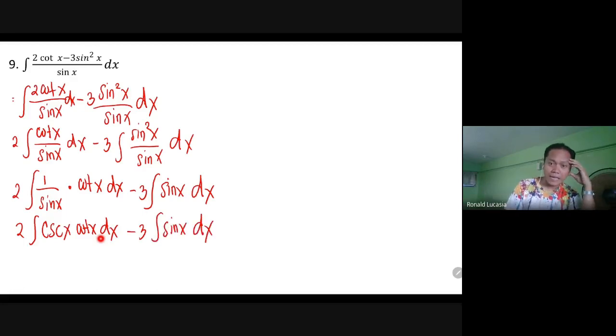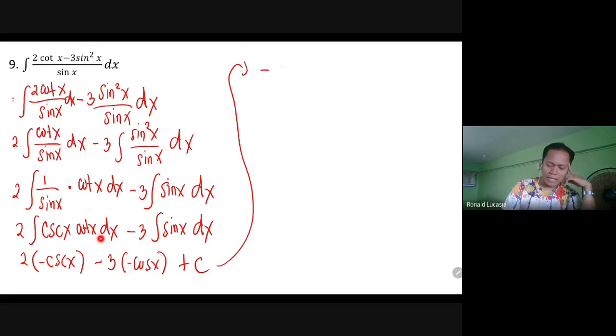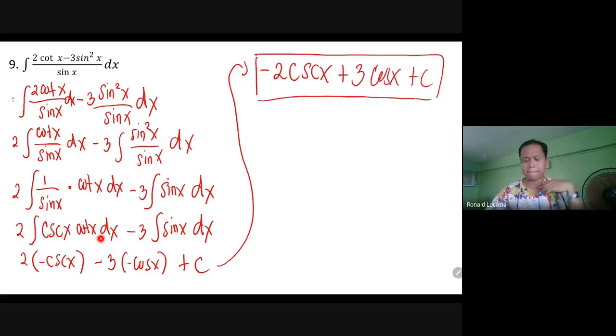Now, we can now apply the anti-differentiation. We have 2. Ang anti-differentiation ni cosecant x cotangent x ay ano? It's negative cosecant x. Minus 3. Si sine x naman, ang kanyang anti-derivative ay negative cosine x. Do not forget the plus c. So, ibig sabihin, ang final answer niyan ay negative 2 cosecant x plus 3 cosine x plus c. That's the anti-differentiation of the given.